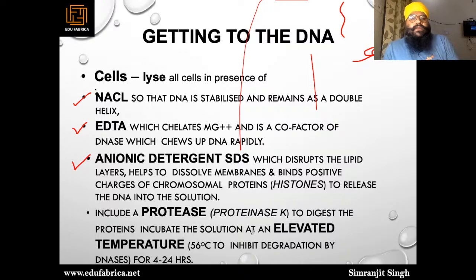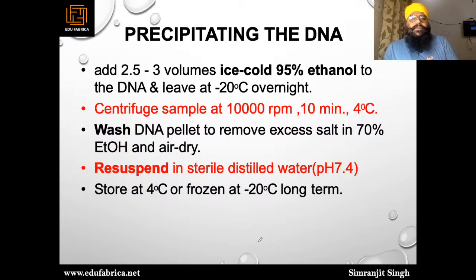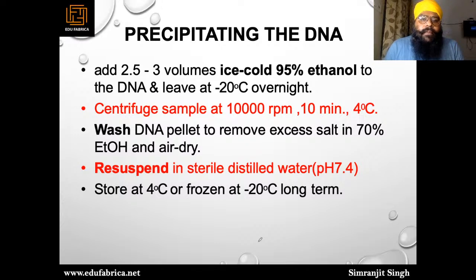Then you precipitate the DNA: add 2.5 to 3 volumes of ice cold 95% ethanol and leave it overnight at minus 20 degrees Celsius. Then you centrifuge the sample at 10,000 rpm for 10 minutes at 4 degrees Celsius. Then you wash your DNA pellet in 70% ethanol to remove excess salt and air dry. Then resuspend in sterile distilled water, pH 7.4, and store at 4 degrees, or frozen at minus 20 degrees Celsius for the long term.